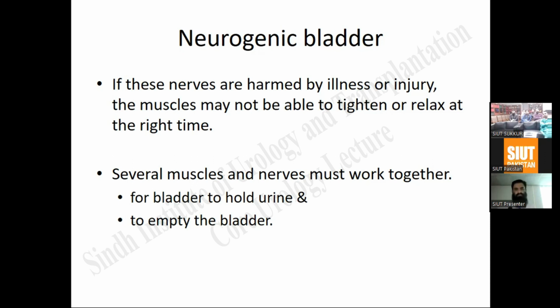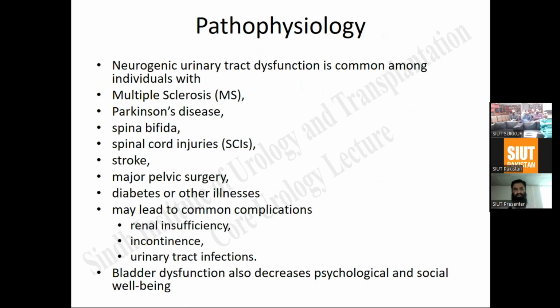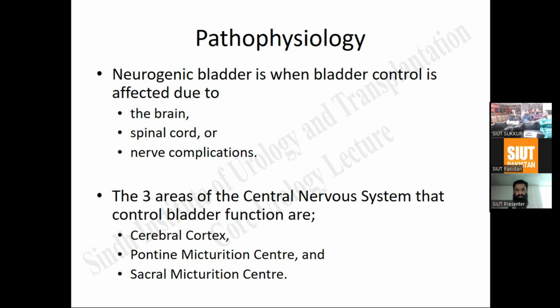If nerves are harmed or any illness occurs, the muscles will not coordinate and may not be able to tighten or relax at the right time. Several muscles and nerves must work together for the bladder to hold urine and to empty. Individuals with neurogenic urinary tract dysfunction include multiple sclerosis, Parkinson's disease, spina bifida, spinal cord injury, stroke, and major pelvic surgery. Diabetes and other endocrine diseases lead to common complications of urinary insufficiency, incontinence, and UTI. Bladder dysfunction also affects the social life of the patient.